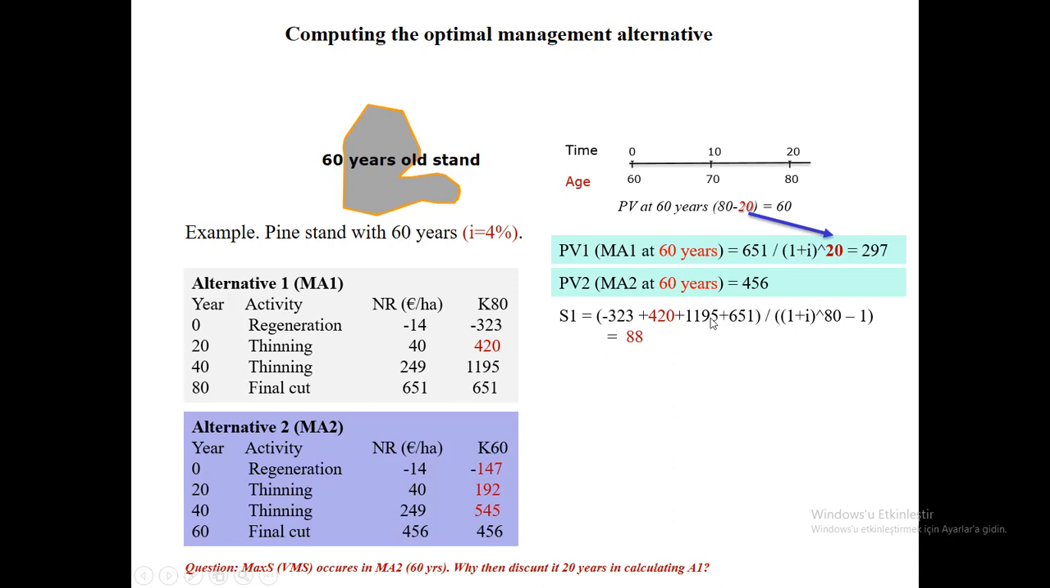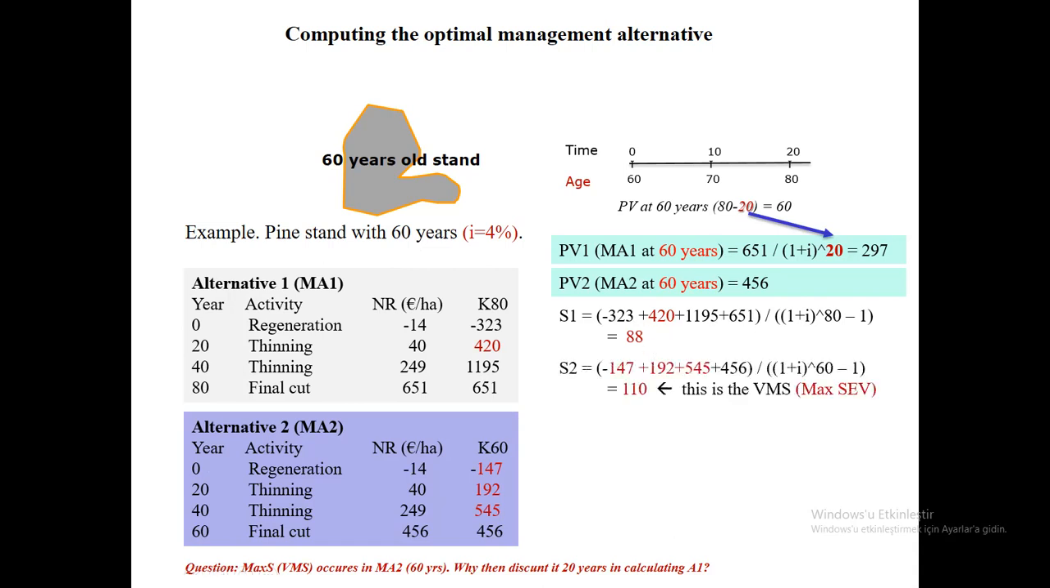So this is going to be net revenue divided by 1 plus i to the power of 80 minus 1, because the soil expectation value is a periodic perpetual series. It becomes 88. So if you were to manage this stand over an 80-year rotation, the soil expectation value is going to be 88 for option 1.